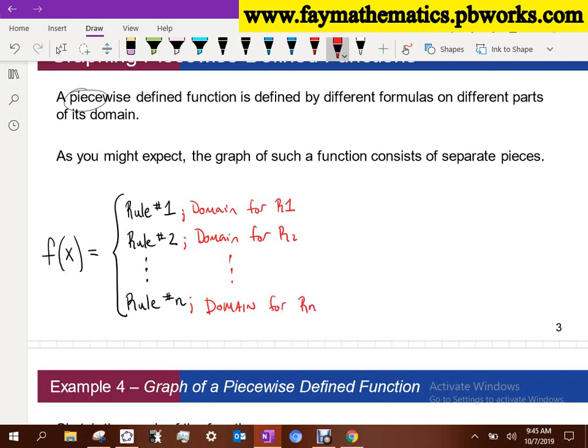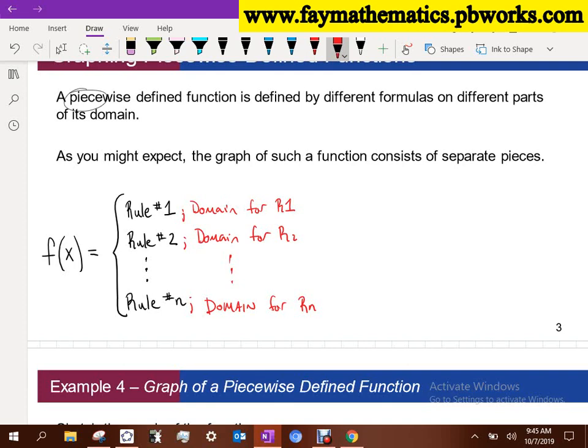Okay, and those rules will be algebraic. So they might be like x squared. There might be x plus 1. There might be x squared plus 5. They might be the square root of x. They might be the absolute value of x plus 3 or something like that. Whatever any algebraic function that we've talked about in the last 3 years can show up as a rule.